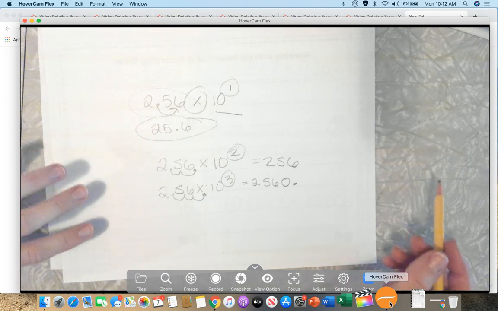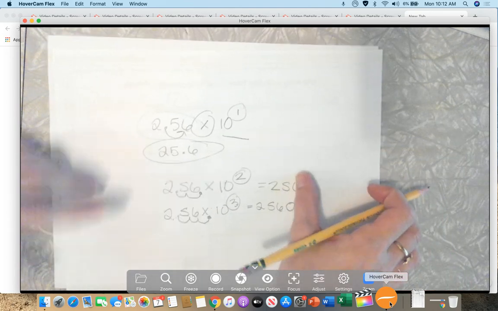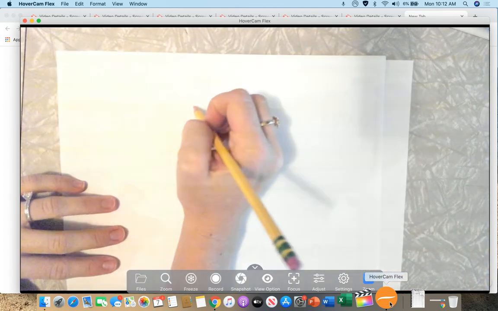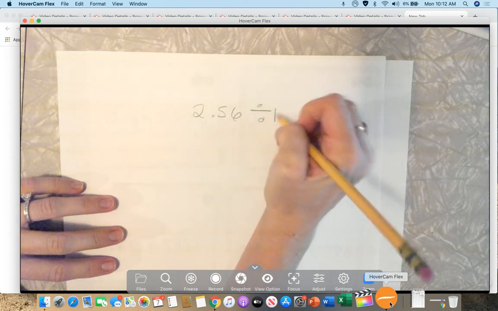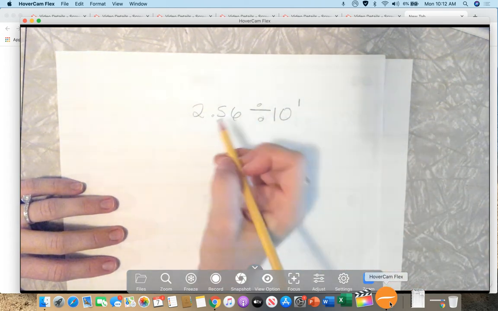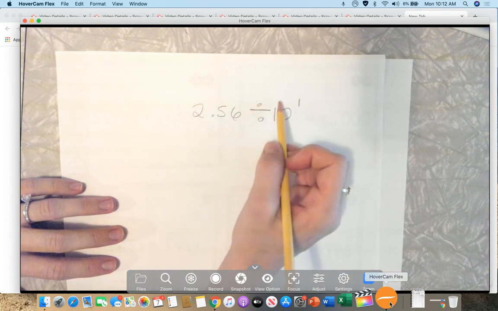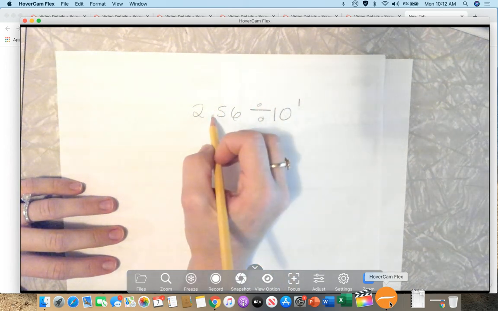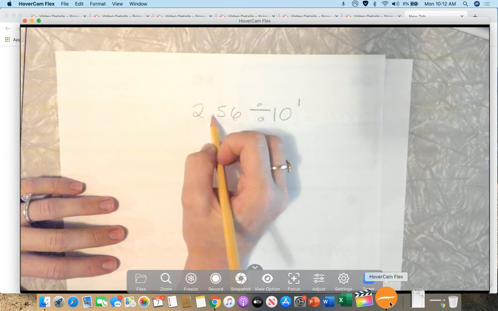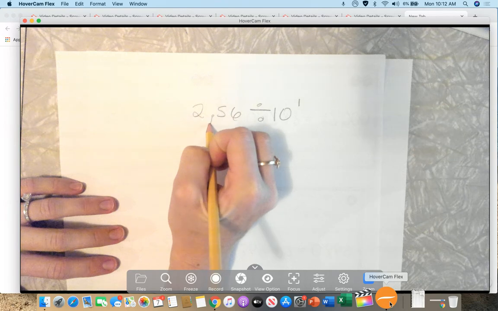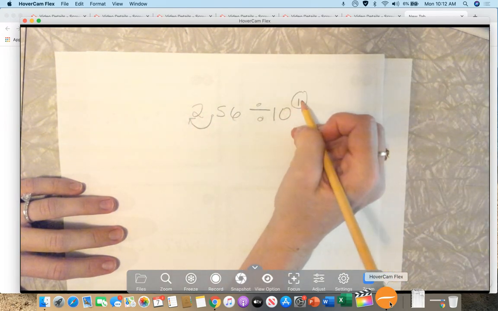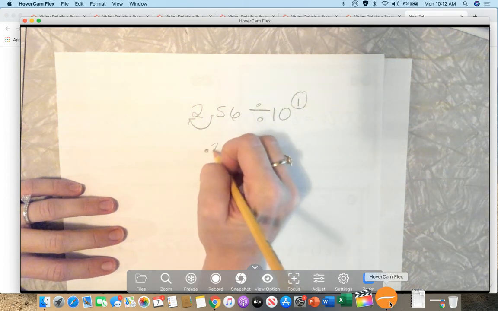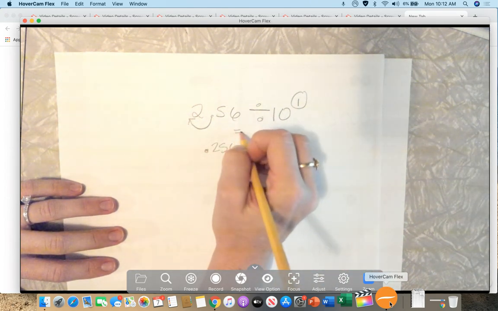Because when we multiply, numbers get bigger. And that's the exact opposite of what we do when we divide. So what if I had 2.56 and I divided it by 10 to the first power? Just like the opposite of multiplication is division, the opposite happens to the decimal. My decimal is getting smaller, so it goes to the left, and it goes once because this is 10 to the first power. So now it's 0.256. That would be my answer.